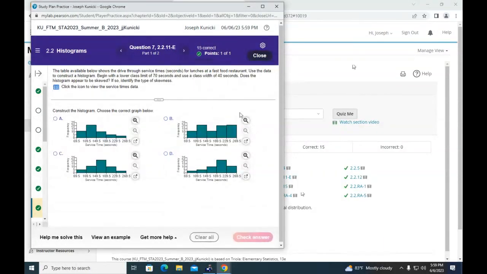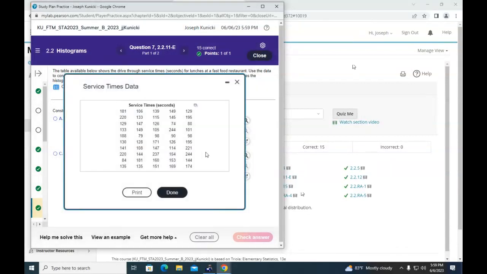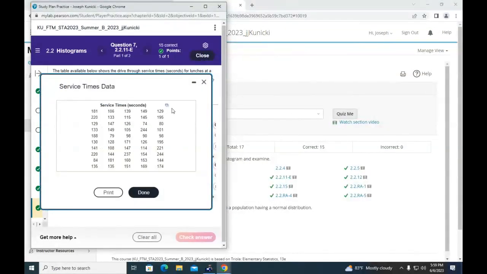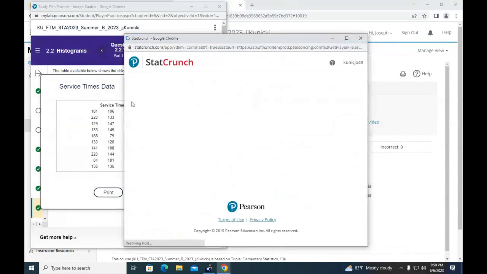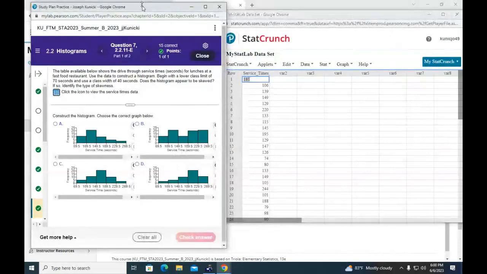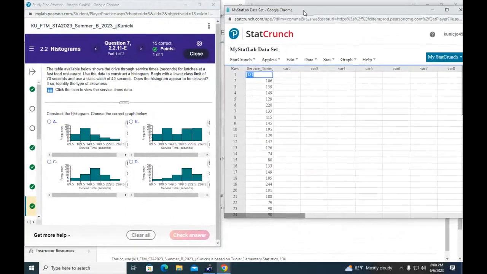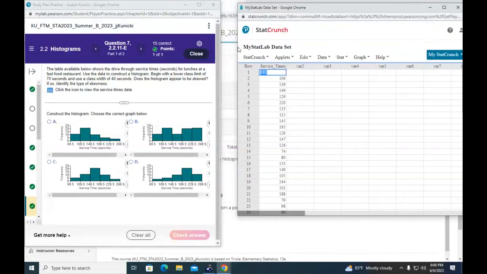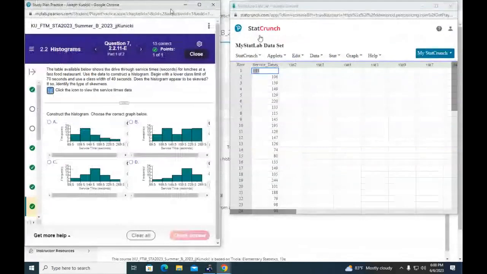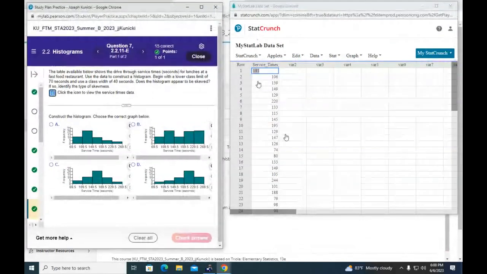Next one. So now we don't know which one because we don't see the data. But here, now we've got the raw data. So guess what we're going to do? We're just going to create our own histogram. So we open up the data in StatCrunch. Let me move this over a little bit and make it a little smaller. If they overlap, they'll close each other out, so to speak.